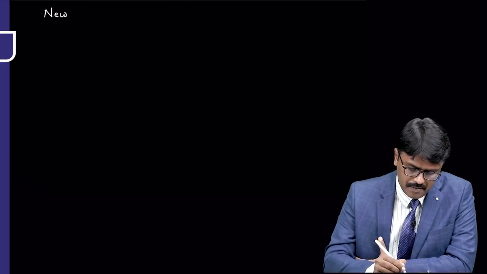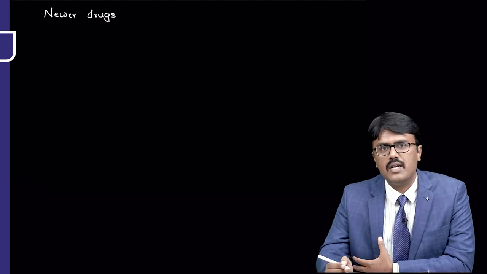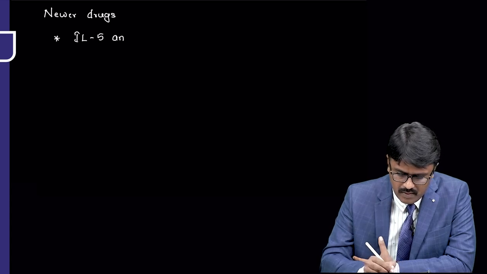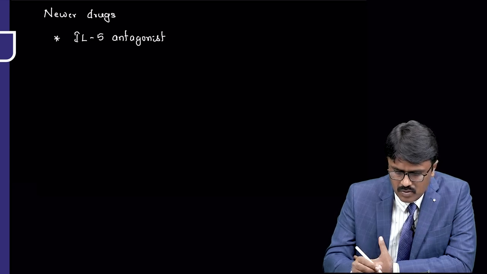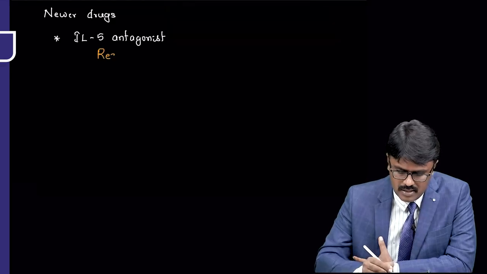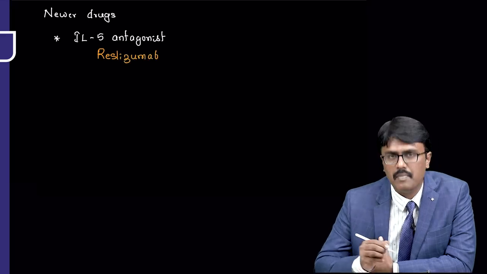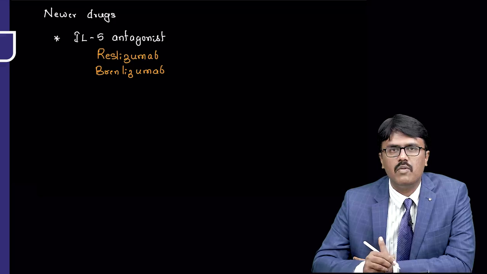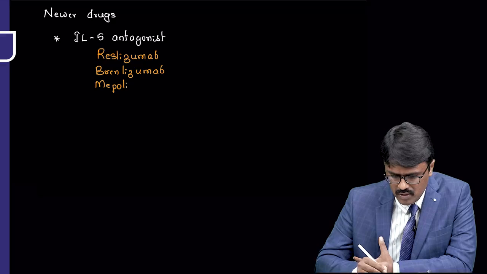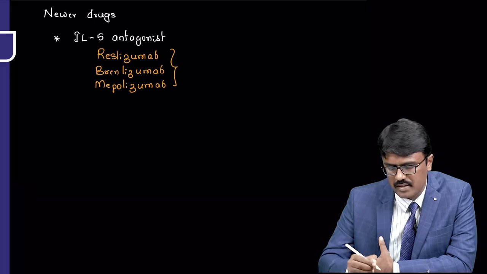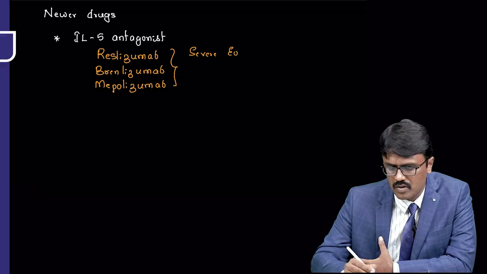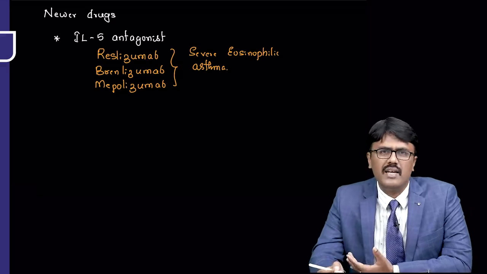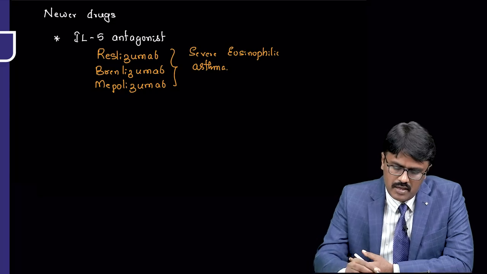Moving on to the newer drugs. Newer drugs used in asthma as well as COPD. Let me give the idea. So we have interleukin 5 antagonists. They are reslizumab, then brenlizumab, and one more is called mepolizumab. So these are not for attack, they are used in severe eosinophilic asthma patients. Since they are mAbs, they are given as injections. That's the reason. Now, is there any new drug for COPD?